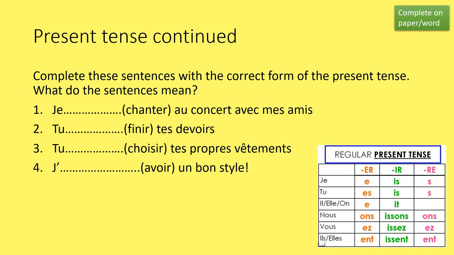Okay, so if you've unpaused, it means we're ready to check these. So I sing, je chante, I sing in a quiet concert with my friends. Tu finis tes devoirs, you finish your homework. You choose your own clothes. And if you wrote AVOIR with IS, it means you've forgotten that avoir is an irregular verb. I have, remember, is j'ai, okay?